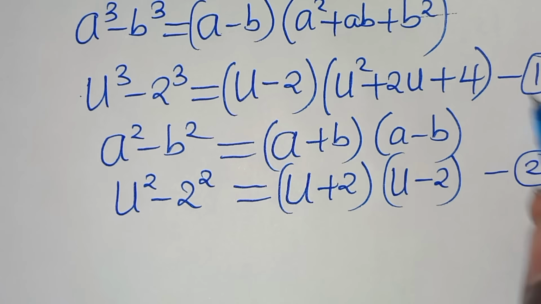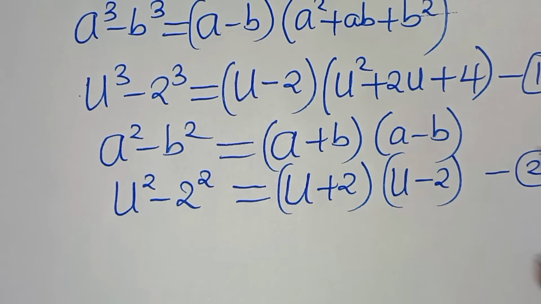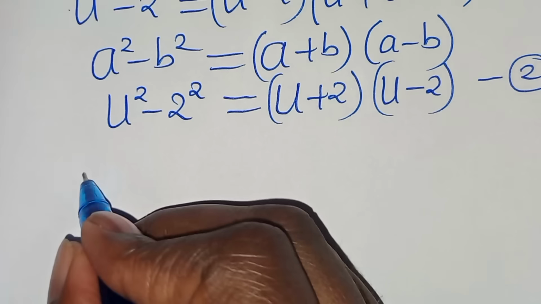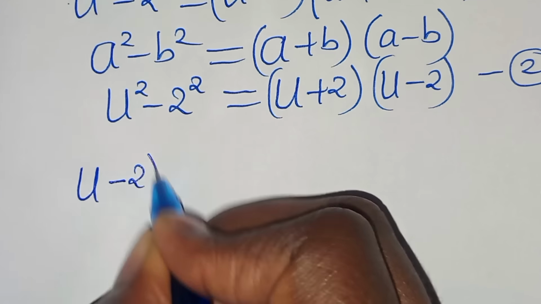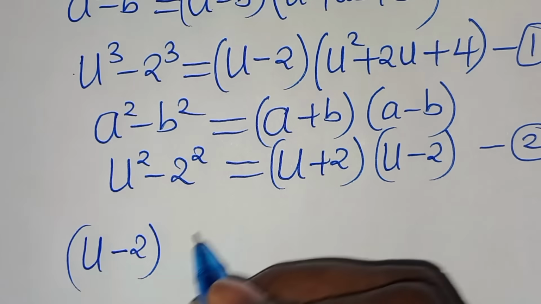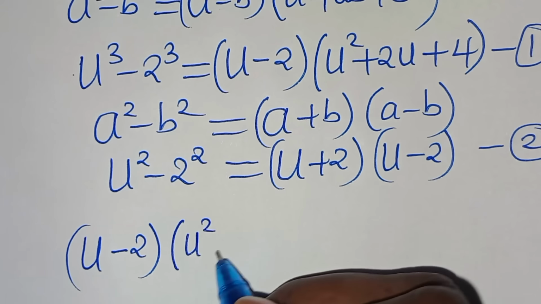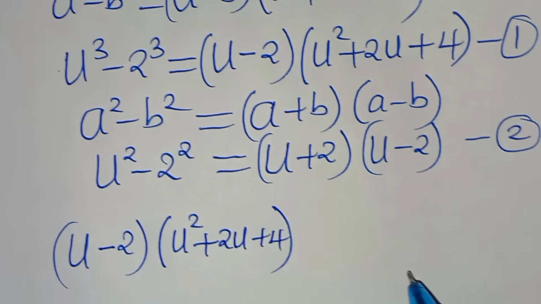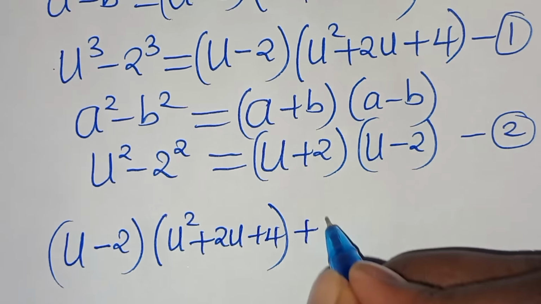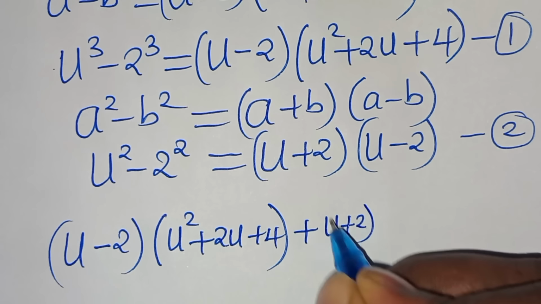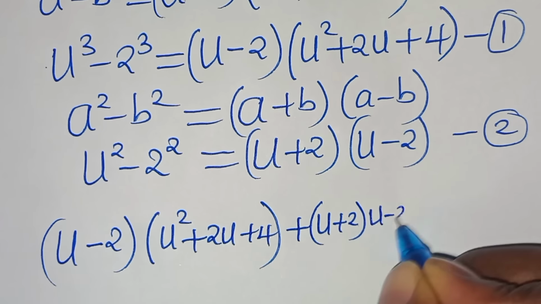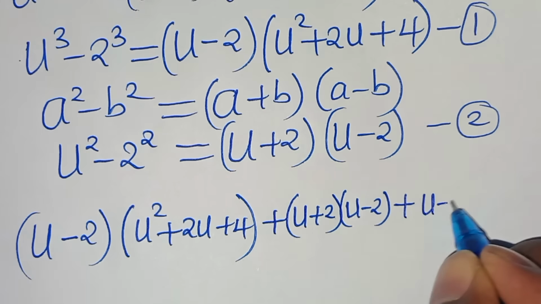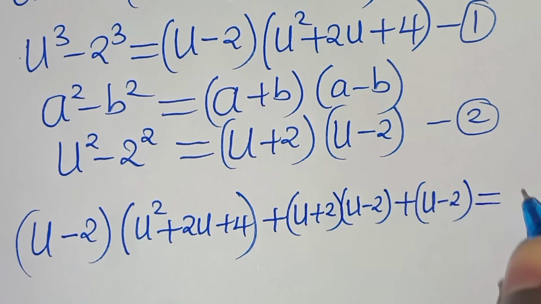Now let's combine equation 1, equation 2 here, and also we have u minus 2. So we have u minus 2 multiplied by u squared plus 2u plus 4, then plus u plus 2 multiplied by u minus 2. Then we have plus u minus 2. This is equal to 0.